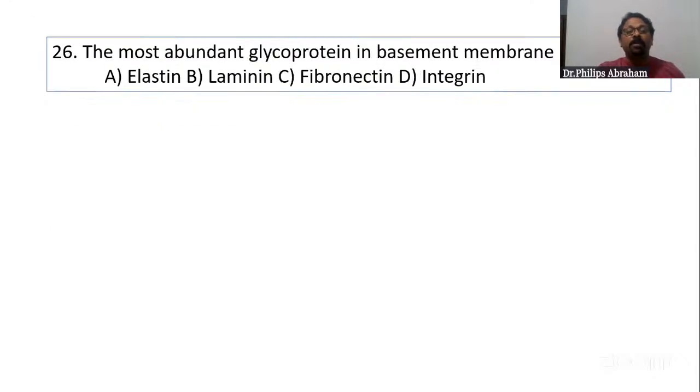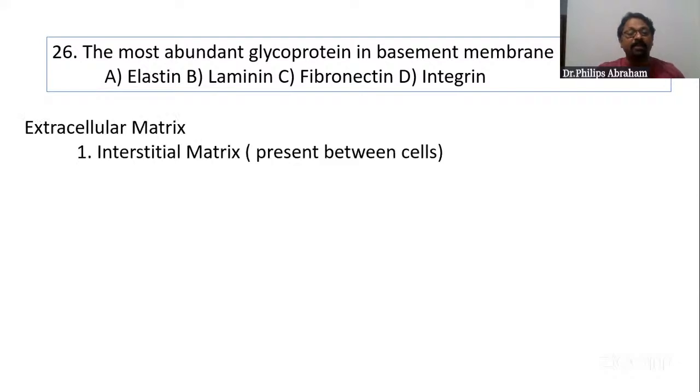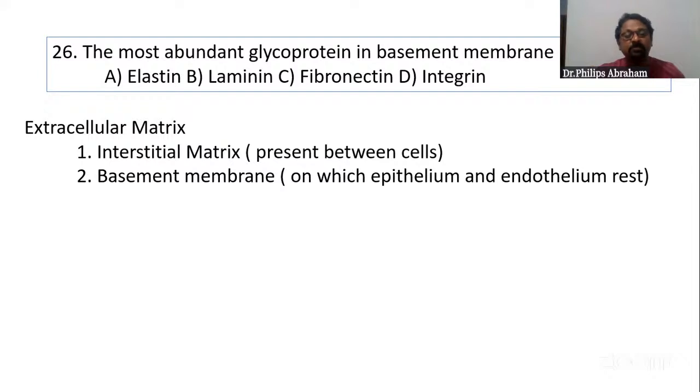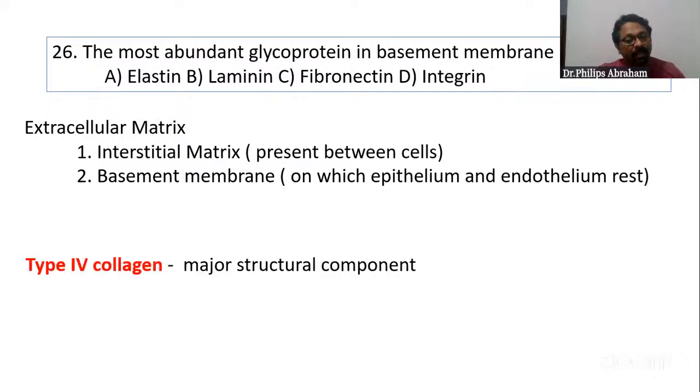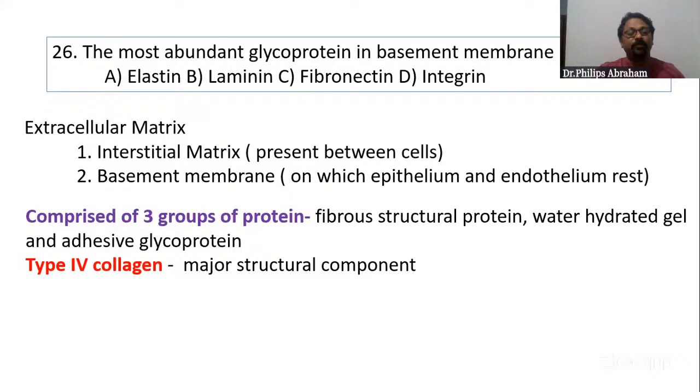The most abundant glycoprotein in the basement membrane. Hope we know about that. Extracellular matrix is about the interstitial matrix present between the cells, or it's about the basement membrane on which the epithelium and the endothelium rest. These all we call extracellular matrix. It contains mainly type 4 collagen. That's a major structural component.